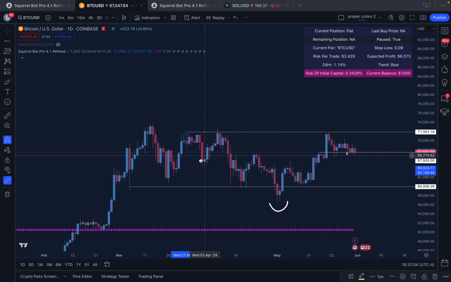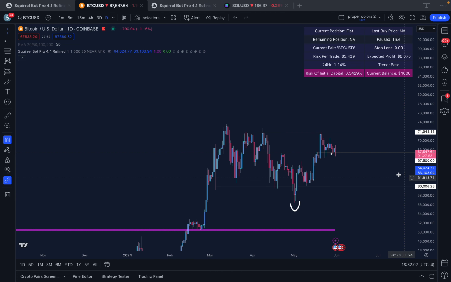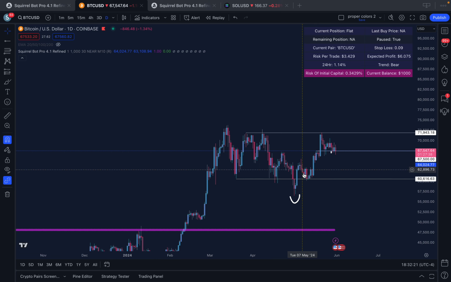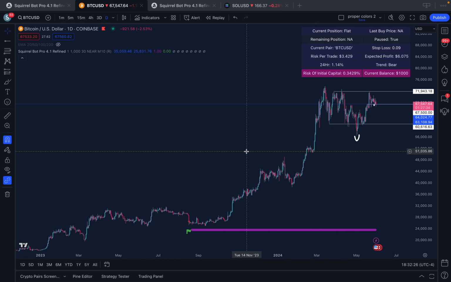So with setups like these, they're actually pretty easy to follow. All you want to do is just wait for confirmation that we trade above these wicks. I mean, you could put the range low here if you wanted to as well. It doesn't really matter because the basic idea is the same. You've taken out these stops, traded back inside, and now you're going to make a push towards the highs. So you can find this pretty much everywhere.